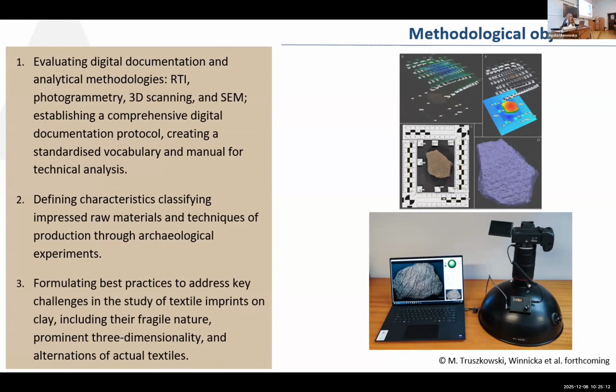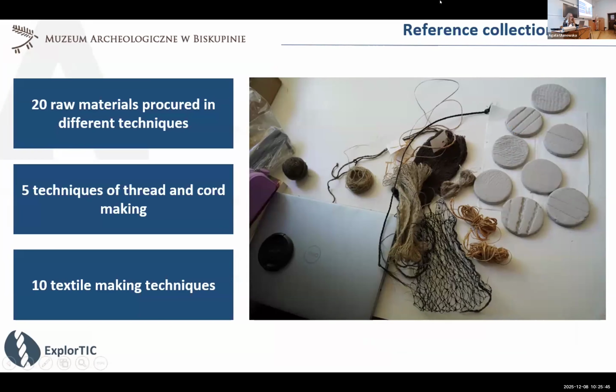And a few words about our reference collection, which is created in close collaboration with the Archaeological Museum in Biskupin, which is a quite renowned experimental center in Poland. Provisionally, we decided to create yet another reference collection, and now it comprises 20 raw materials produced in different techniques, so it's actually more than 20. We have documented 5 techniques of thread and cord making and 10 techniques of textile making.